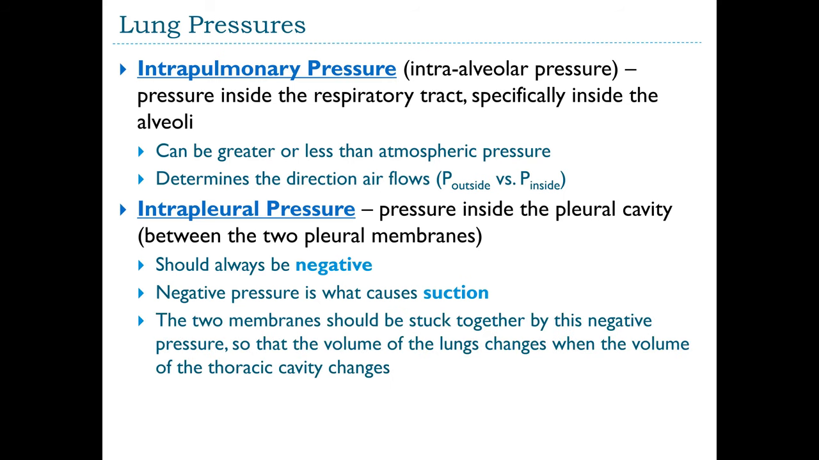So the two membranes should be stuck together with this fluid bond by the negative pressure, so that when the volume of the thoracic cavity changes, that will also allow the volume of the lungs to change. So remember, one membrane is stuck to the thoracic cavity, that's the parietal pleura. The other membrane is stuck to the lung, that is the visceral pleura. So we want the two membranes to be stuck together through suction so that they both move at the same time.